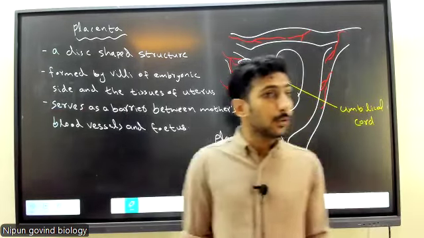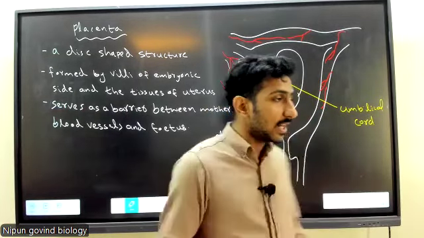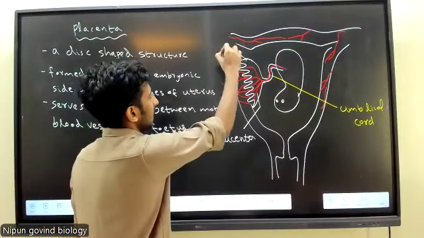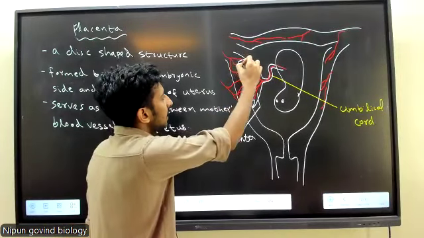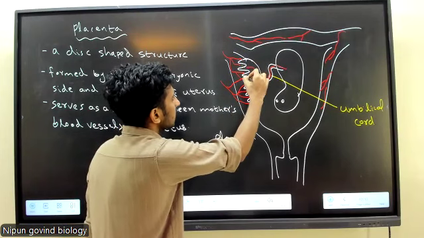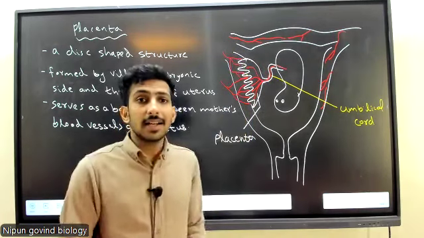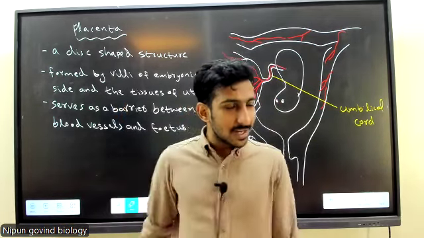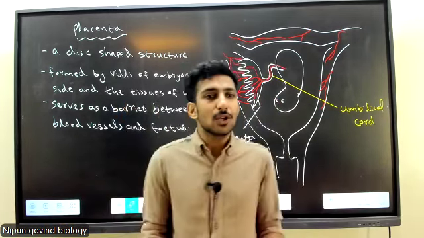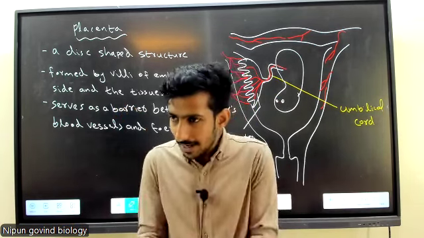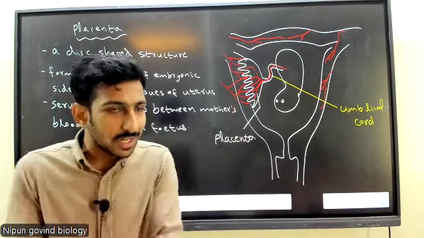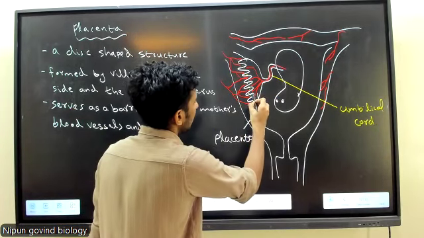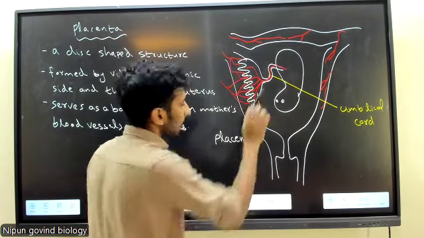Guys, listen, when the mother eats food, the nutrients from the food are absorbed into the blood. The blood carries nutrients and delivers them to the placenta. When the mother eats food, the mother's digestive system digests the food and the nutrients are absorbed into the mother's blood. The mother's blood carries the nutrients and delivers the nutrients in the placenta.